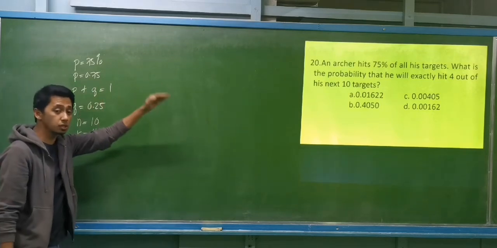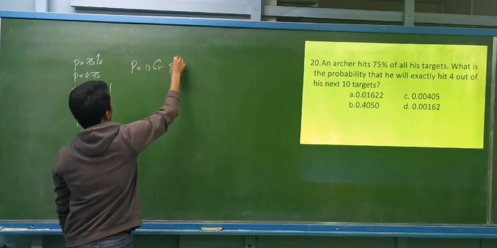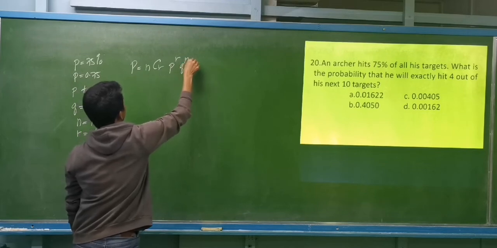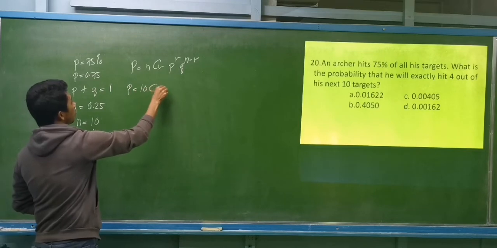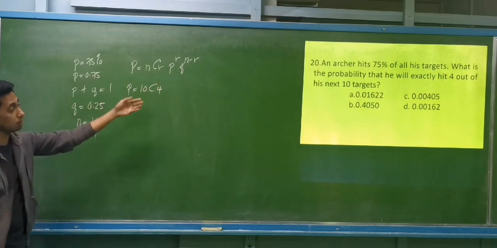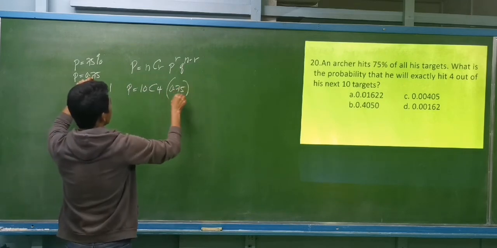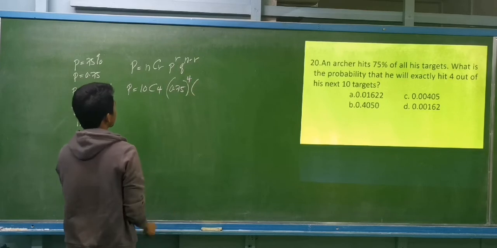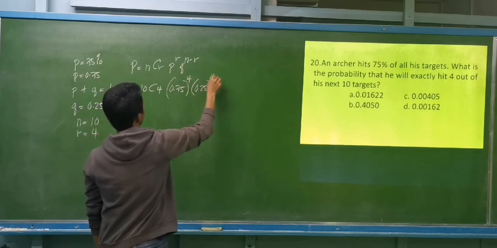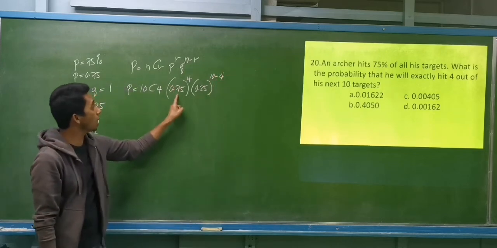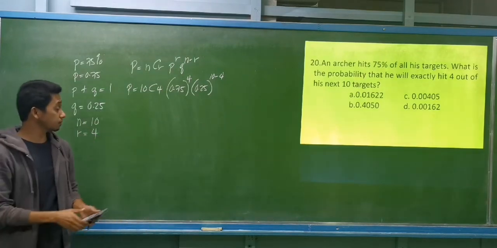So multiple events, kunin natin yung probability, that is n combination r, probability to pass raised to r, probability to fail, n minus r. So this is equal to 10. Dapat daw kukuha siya ng 4 na matatamaan. Probability na matatamaan is 0.75. That is raised to 4. Tapos yung probability na mag-fail siya, 0.25 is 10 minus 4. So kung tatama yung 4, ibig sabihin yung 6 mintis.